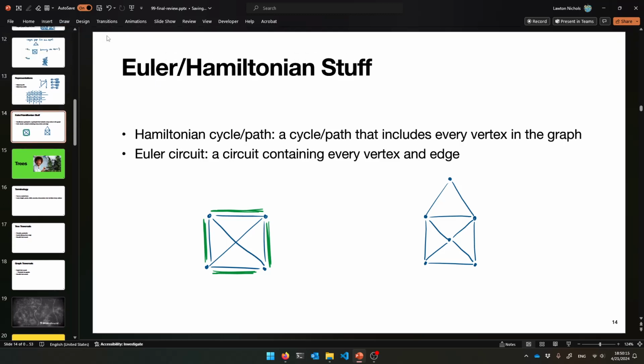Circuit containing every vertex and edge. And I know I have to do one of these weird things. So let's figure it out together. So here, here, here, here, here, here, here. Oh yeah. First try. I'm getting good at this.